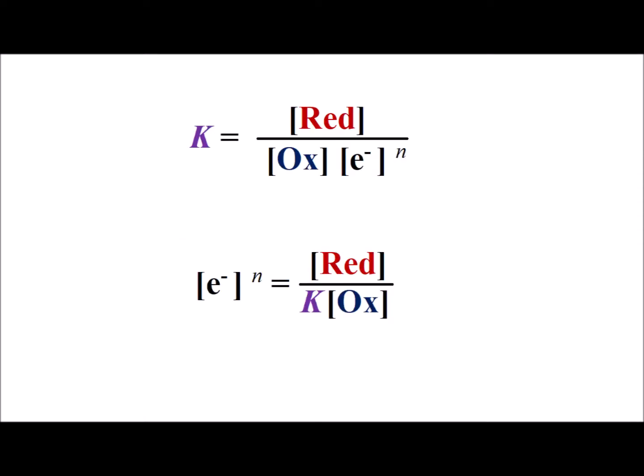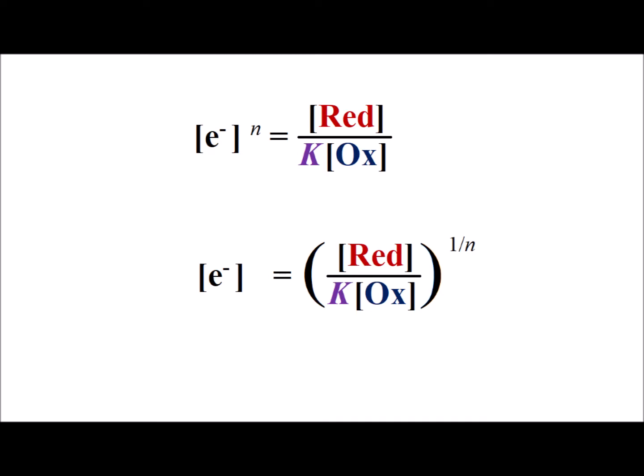Once we have our equilibrium constant K expression, we can rearrange the formula to get an expression for the concentration of electrons to the nth power, which is equal to the concentration of the reduced form divided by the equilibrium constant K times the concentration of the oxidized form. Taking the nth root of each side, we get an expression for the concentration of the electron.